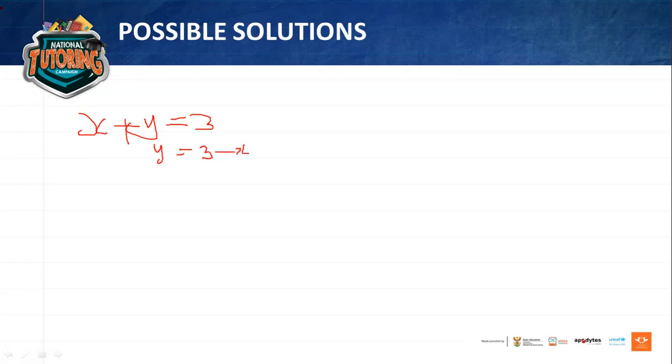Okay, so the minus x goes the other side. Then we also have another equation, which is 2x squared plus 4xy minus y is equal to 15.